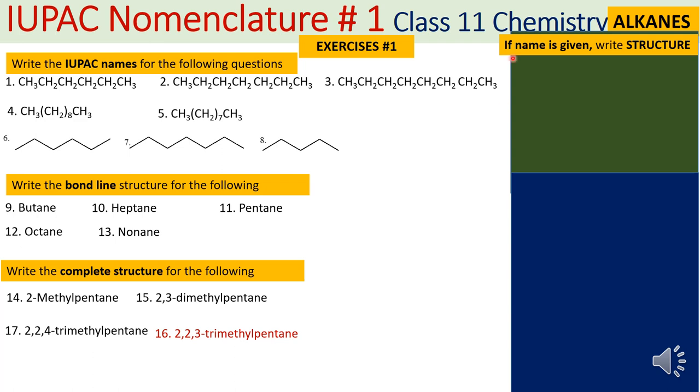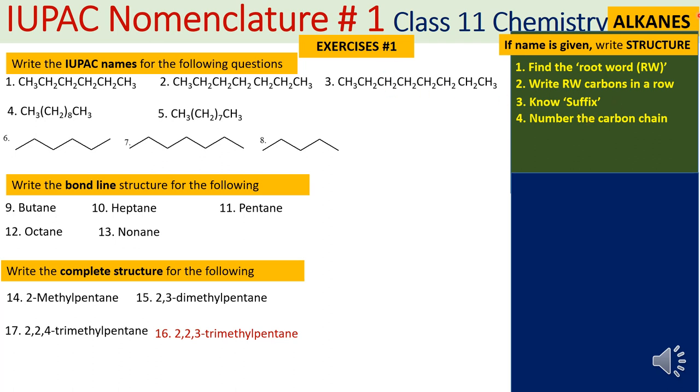Now let me walk you through the general process for naming the compound. If the name is given, how to write the structure? For that, first step, find the root word. Second, write the root word carbons in a row. If it is only one carbon, the root word is meth; one carbon, two carbons. So you have to write the two carbons in a row, right? Then know the suffix. For alkane it is ane, for alkenes it is ene, for alkynes it is yne. Since we are working on alkanes, it is a carbon-carbon single bond. Then number the carbon chain. It is always better to number the carbon chain. That will also confirm whether you have written the exact number of carbons corresponding to the root word, right? And then know the prefix.